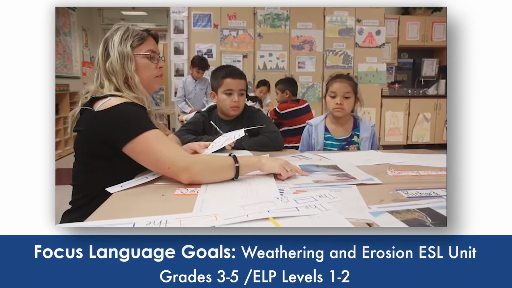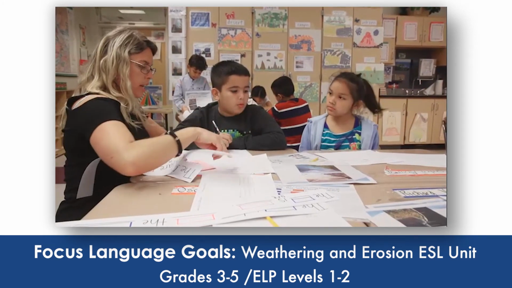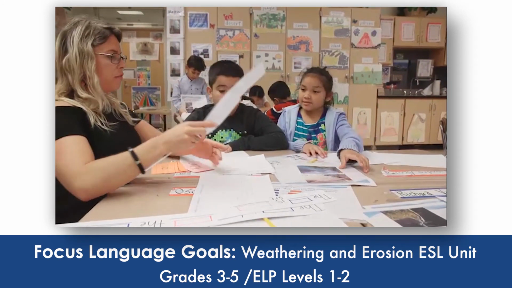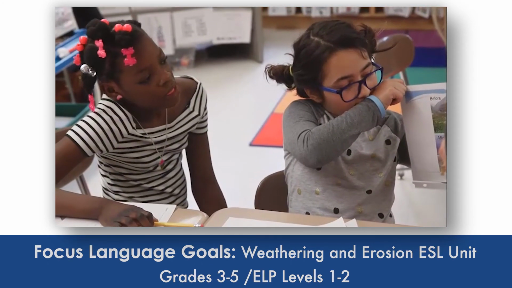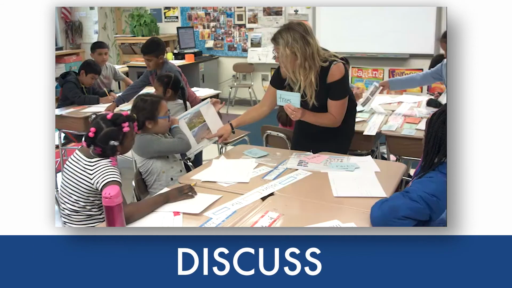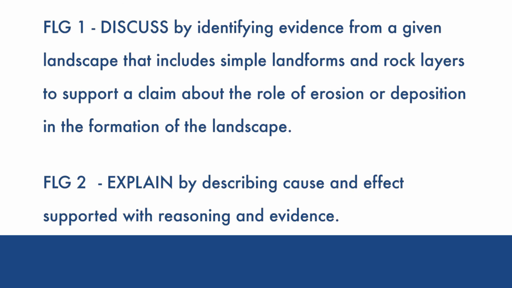For the Weathering and Erosion ESL MCU, the ESL teacher also wanted to highlight how important academic conversations and student interactions are to the process of language development, so she added an FLG that included discuss. FLG 1. Discuss by identifying evidence from a given landscape that includes simple landforms and rock layers to support a claim about the role of erosion or deposition in the formation of the landscape. FLG 2. Explain by describing cause and effect supported with reasoning and evidence.